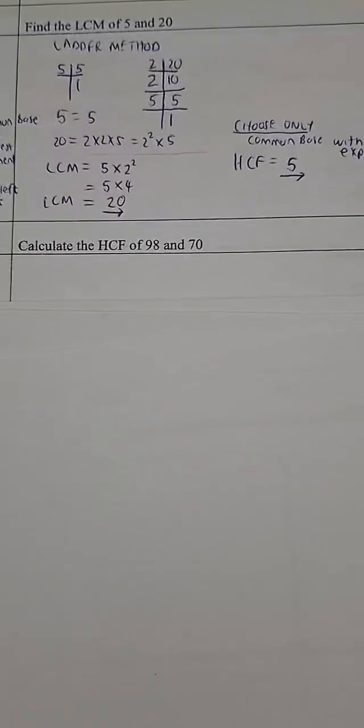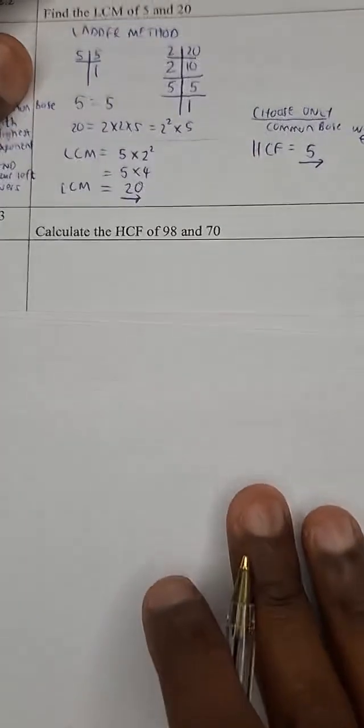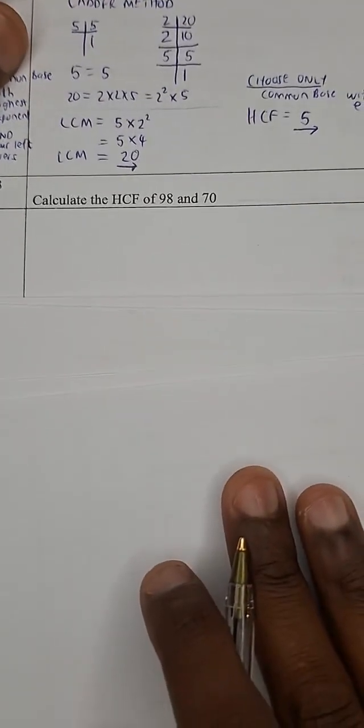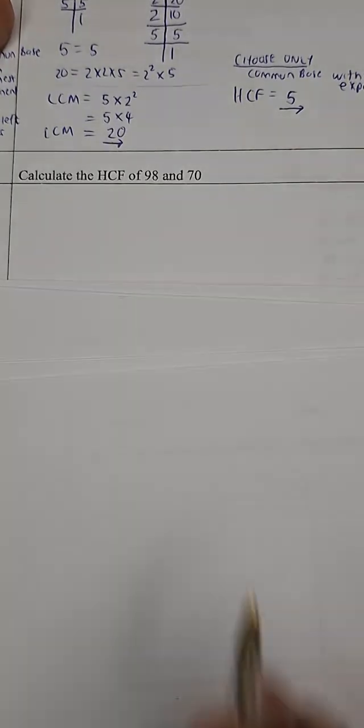Let's come here. The next question is asking for the HCF. Let's do this together. Once again, we are going to employ the ladder method. So let's do the ladder together of 98 and 70.